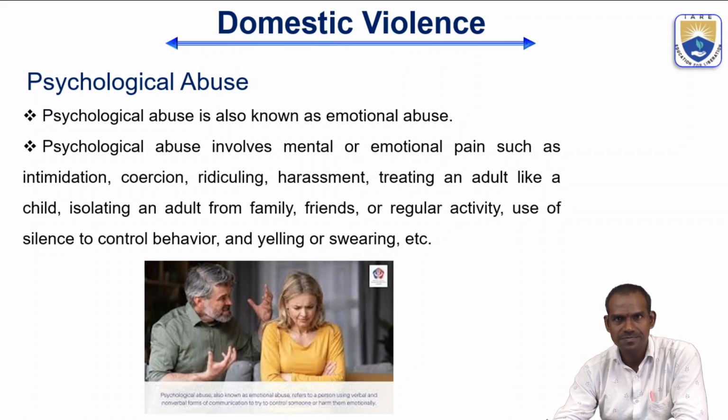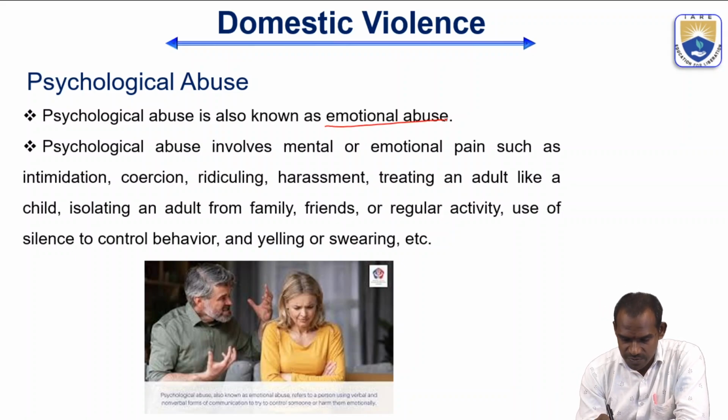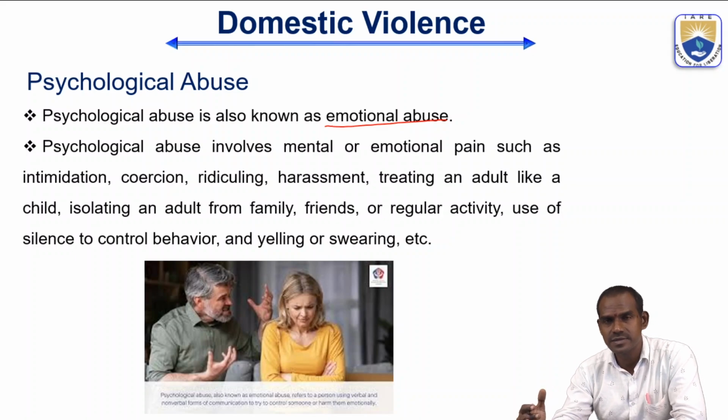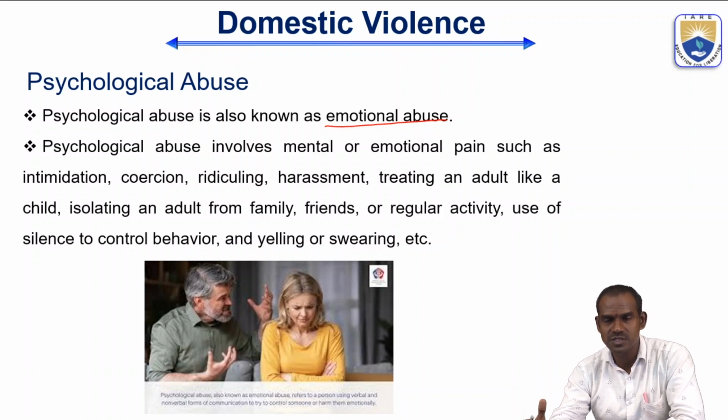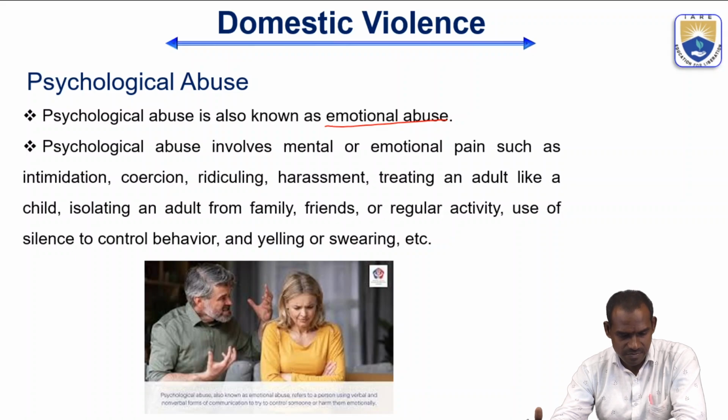Psychological abuse, which is another form of domestic violence. What is psychological abuse? You know, psychological means it is related to the mind. So you can say mental. Related to the mind is nothing but mental. So psychological abuse is also known as emotional abuse, because the mind responds as an emotion. So that is why psychological abuse is also called emotional abuse.